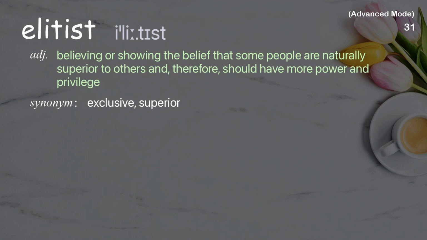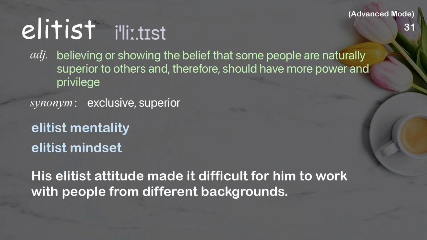Elitist. Believing or showing the belief that some people are naturally superior to others and, therefore, should have more power and privilege. Examples: Elitist mentality. Elitist mindset. His elitist attitude made it difficult for him to work with people from different backgrounds.